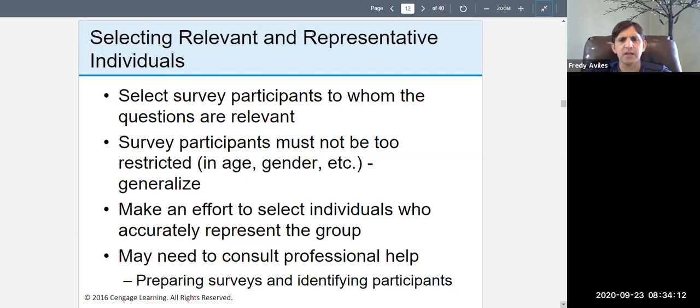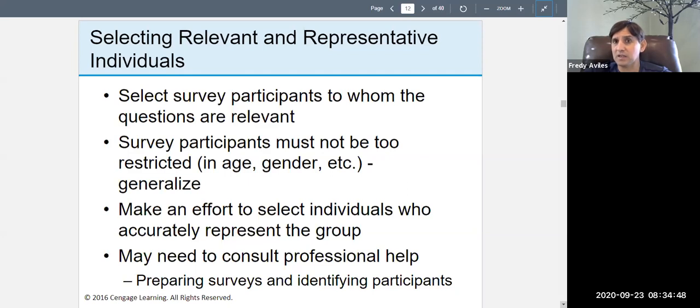For instance, let's say your survey has to do with menopause, just to give you an example. Then you only need to select female participants of a certain age, maybe in their 50s or higher, women who have gone through that. Or if your questions have to do with depression, then maybe you need to find people who are depressed and have them fill out the survey. And that can be a bit challenging.